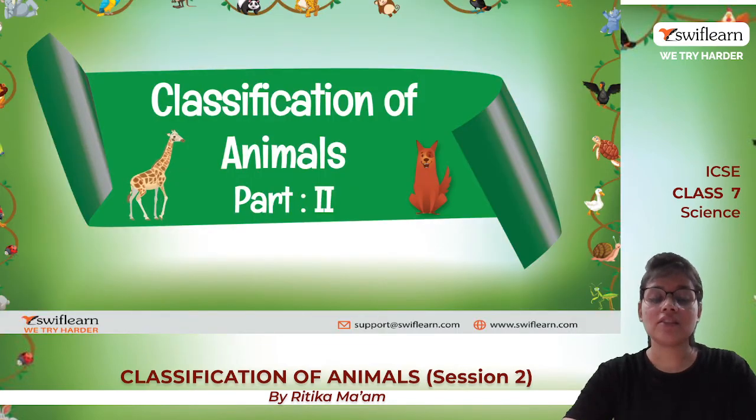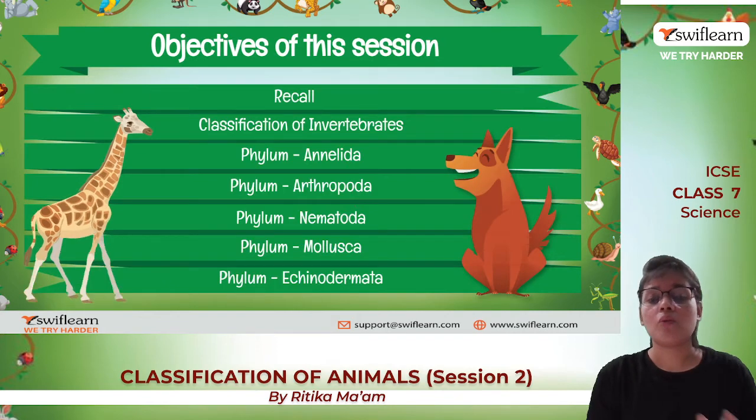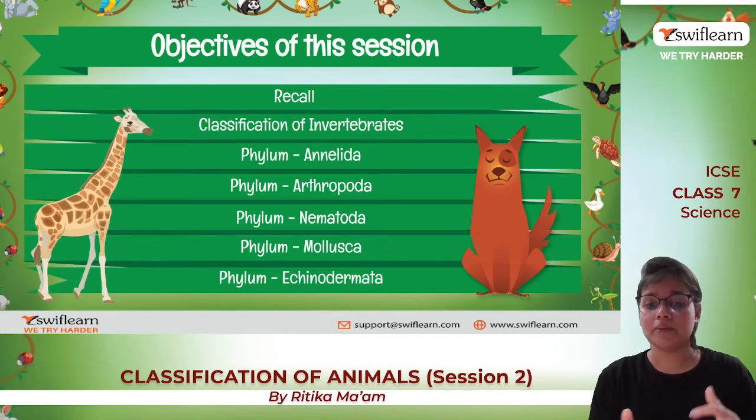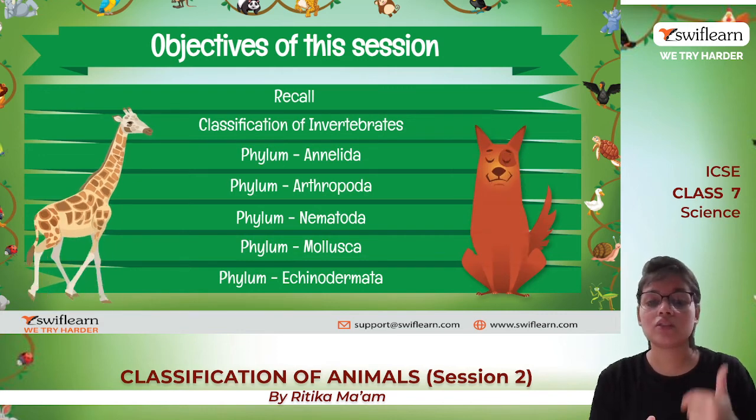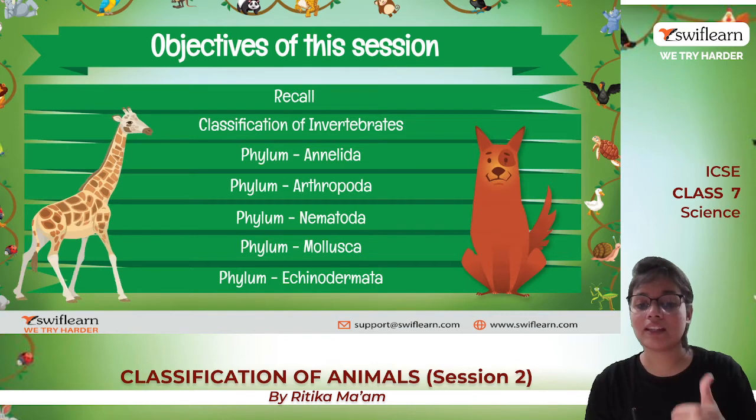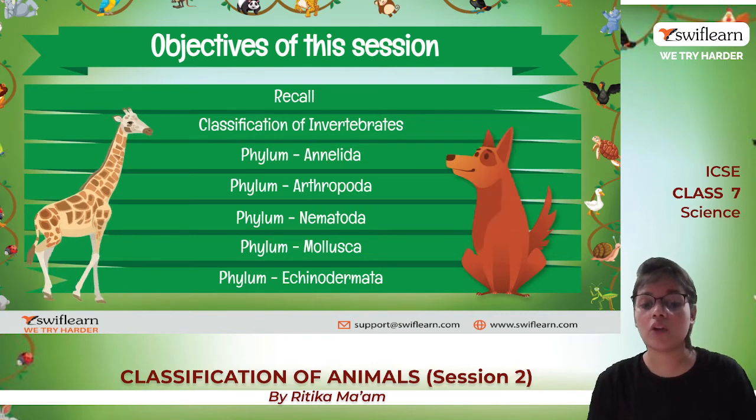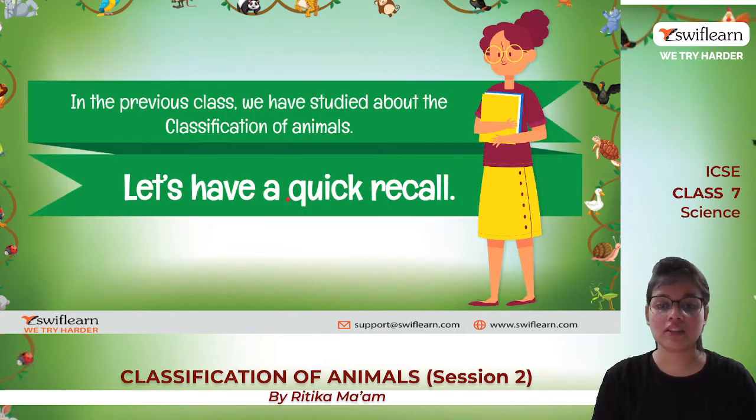Now, classification of animals. We were doing this topic and today we are going to do the second session of the same. What we studied in our last session, and the objective of this session, is that we are going to see about invertebrates, in which we will cover Annelida, Arthropoda, Nematoda, Mollusca and Echinodermata. So these are the phyla that we will be discussing today.